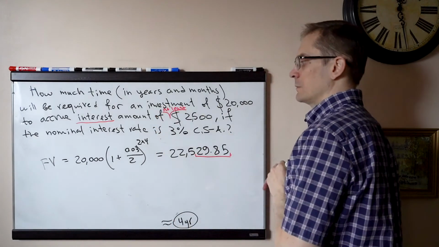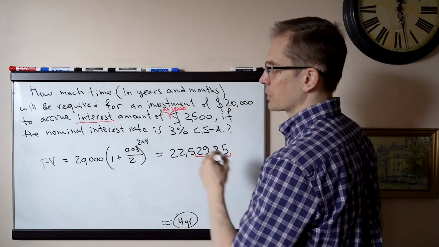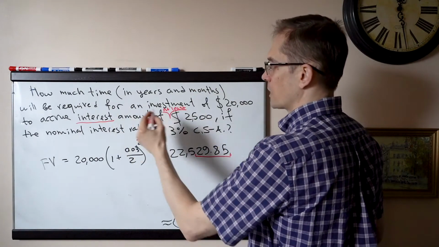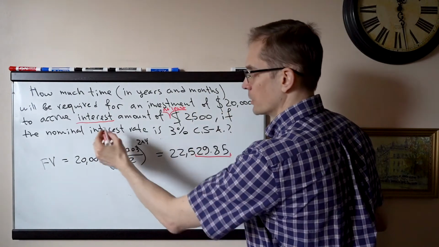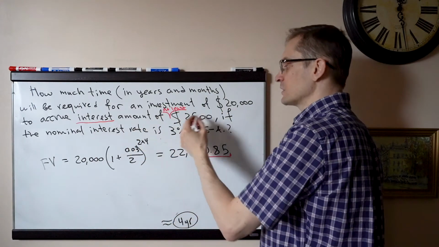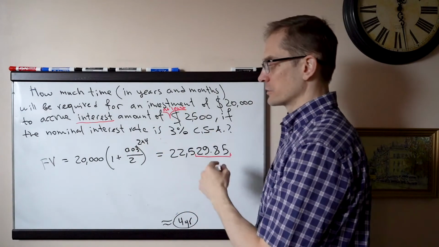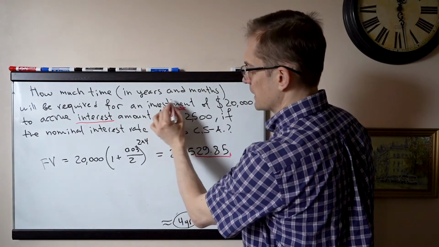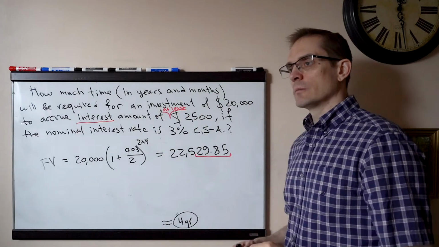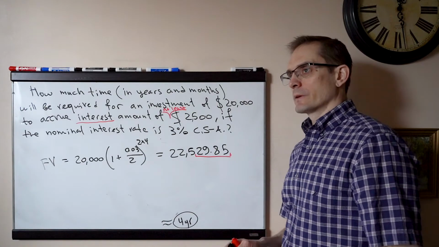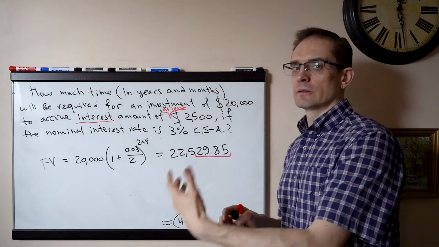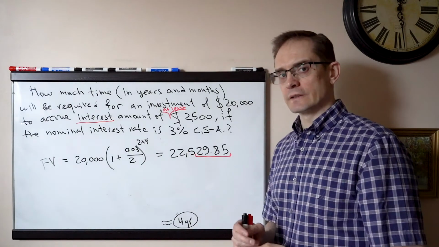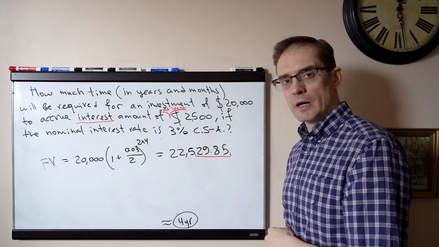So in many cases you will see problems which will be phrased like that. How much time in years and months will be required for an investment of $20,000 to accrue an interest amount of at least $2,500 if the nominal interest rate is 3% compounded semi-annually. So this phrase "at least" in those problems basically allows you to safely round up your answer without worrying that you are going to overshoot that interest amount.